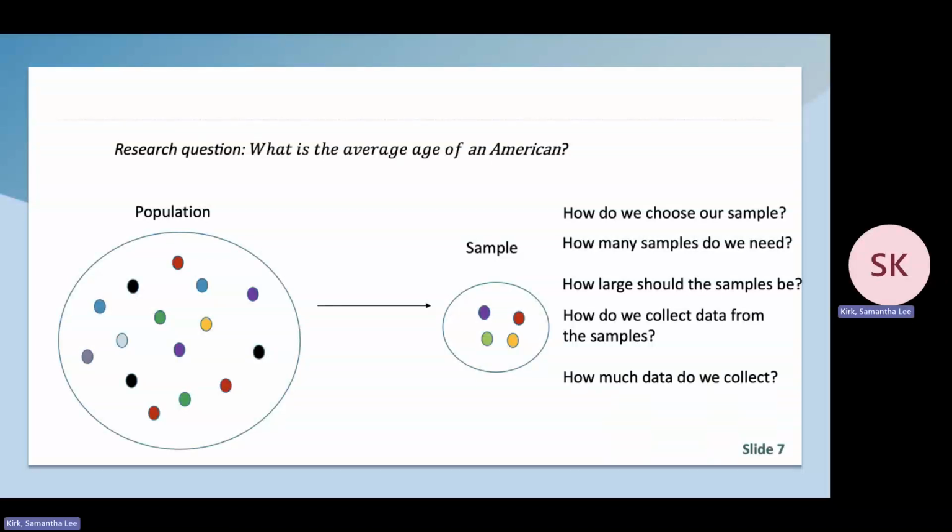Also, how much data should we collect? For example, in this particular research question, should we just find the average age of Americans? Should we also figure out the color of their eyes, their heights, their weights? Maybe there's something else we would be interested in, so maybe we should collect more data. And we also would like to know, how do we organize that data? How can we visualize data? We're going to see pie charts and bar graphs, all of that kind of stuff.